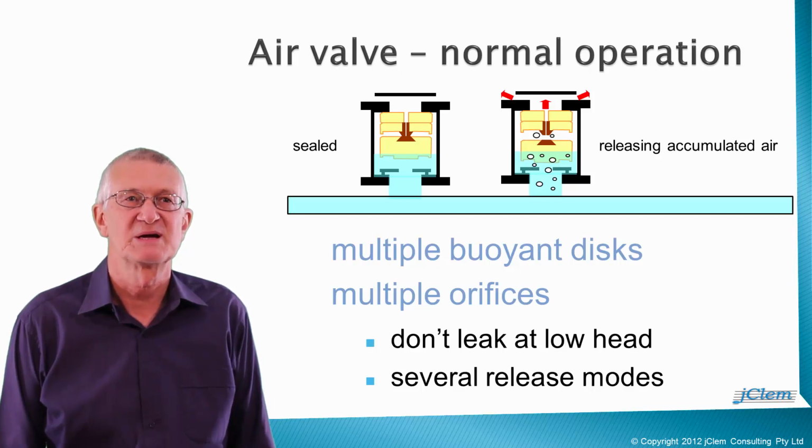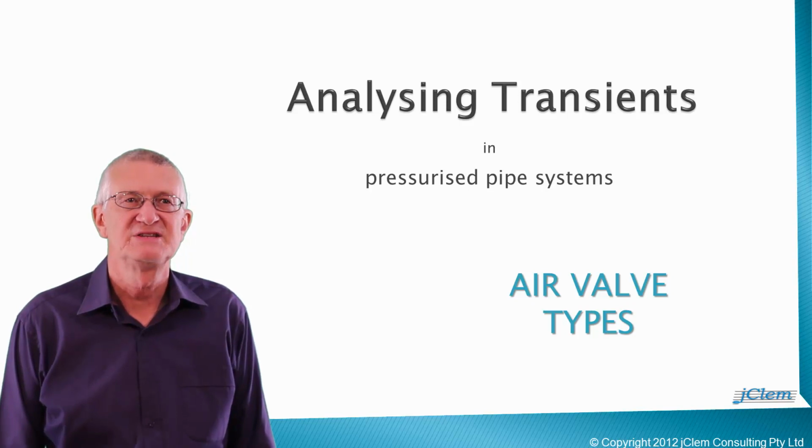This is achieved because the multiple disc air valves are designed to operate in several modes, tailored to discharging accumulated air, admitting air into the pipeline, discharging large volumes of air from the pipeline, or closing when water returns to the air valve location. To demonstrate how these differences in air valve design influence transient behaviour, let's walk through the sequence of valve operation during a negative head surge event.